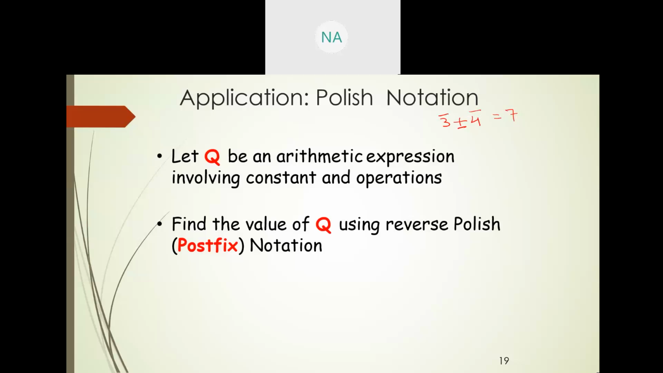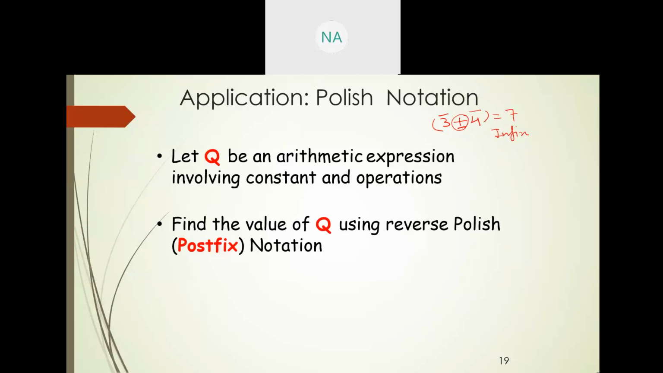This particular notation of arithmetic expression is called infix notation because the operator is written between its two operands, 3 and 4. The plus is written between operands 3 and 4. So this is called infix because the operator is written between its operands.